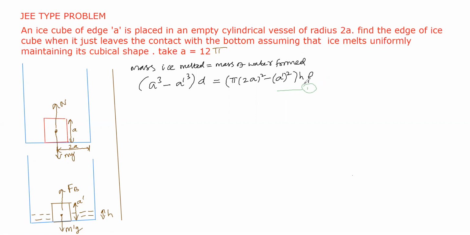Now the second case: after some ice has melted, when the normal reaction is zero, that means the cube is about to leave the contact. In that case only two forces are acting, the buoyancy force and the m dash g force. This buoyancy force should be equal to m dash g. So the second condition we are taking is that the buoyancy force is equal to the weight of the remaining ice.